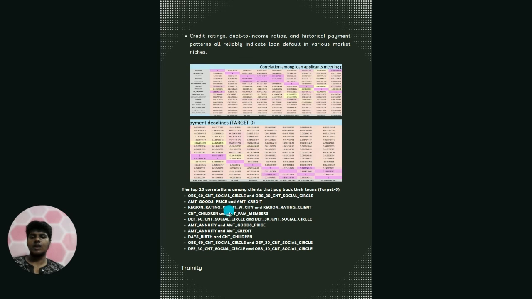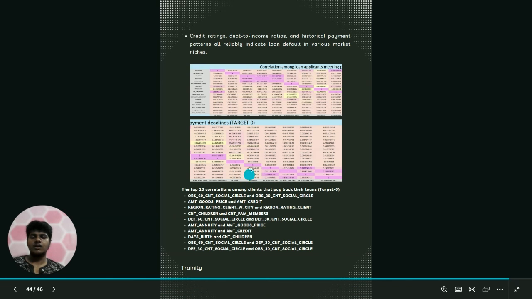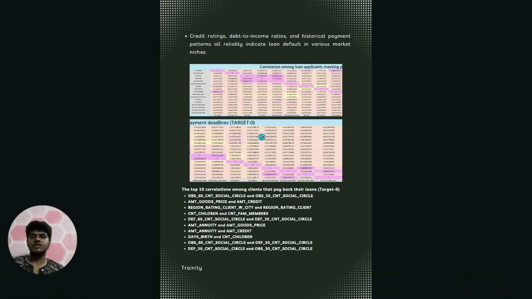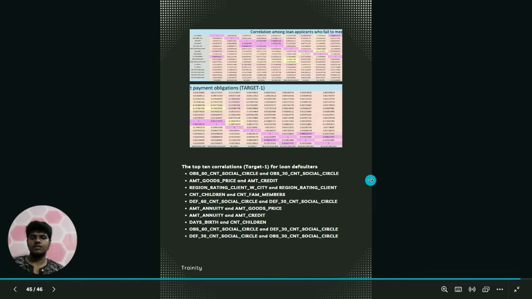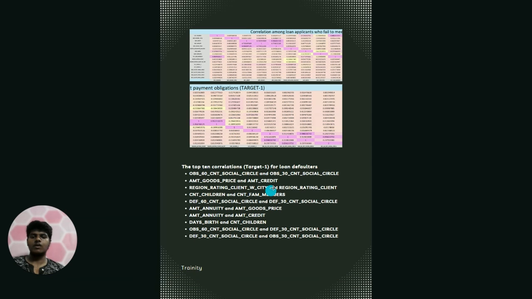These are the top 10 correlations for target 0. That means the clients have no issues with the repayment. These are the top 10 correlations for target 1, that is, for loan defaulters who have repayment difficulties.